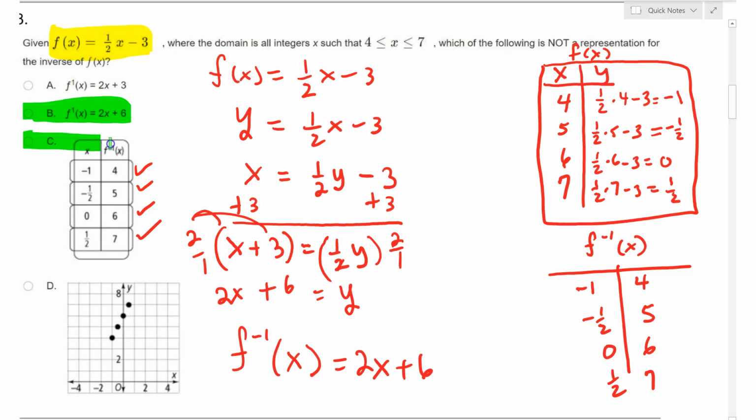So now we've got to check D. D, we're going to graph the inverse. We have to graph the inverse. We have (-1, 4), (-1/2, 5), (0, 6), (1/2, 7), so that does check. So the incorrect answer is A.